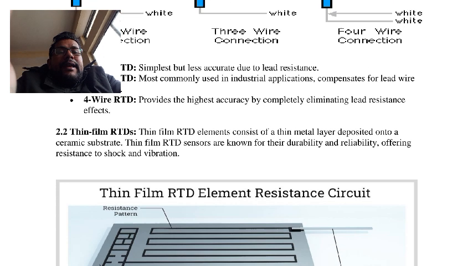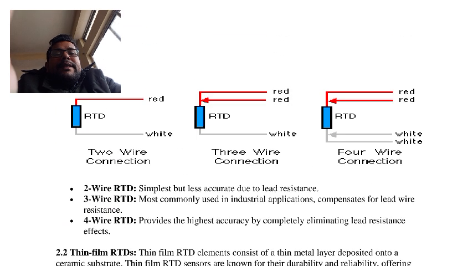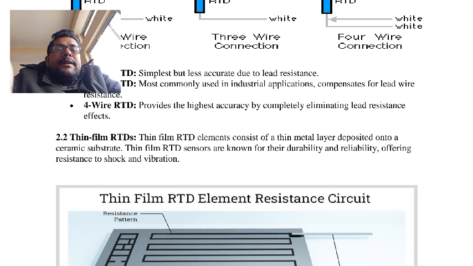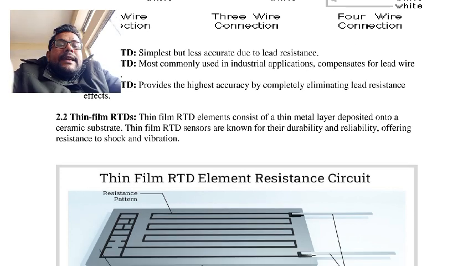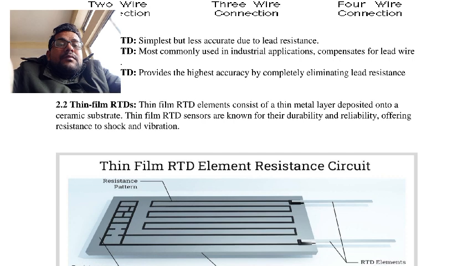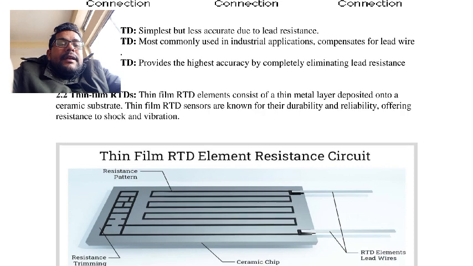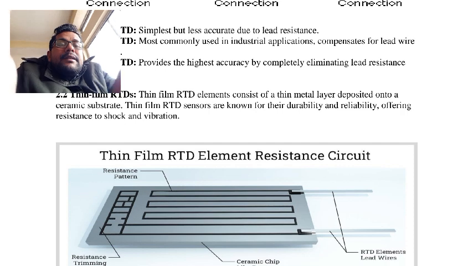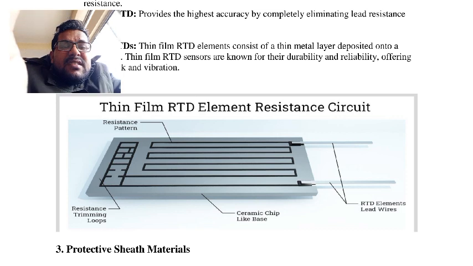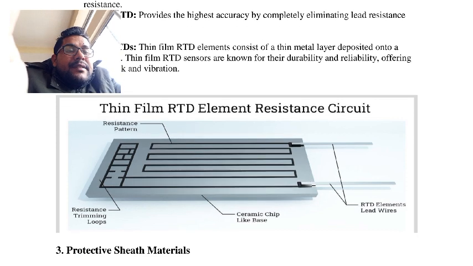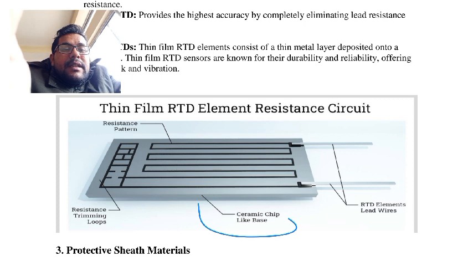The second construction of RTD is the thin film. This is the classification based on construction. The thin film RTD elements consist of a thin metal deposited on a ceramic substrate. Here we can see the outer is the ceramic substrate. This is the resistance trimming loop, and this is the ceramic substrate.